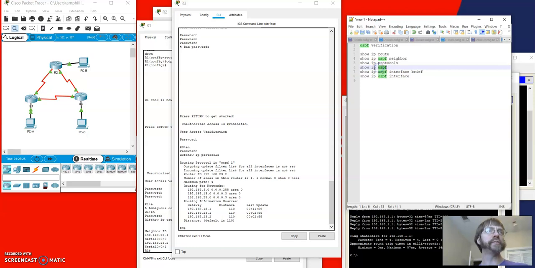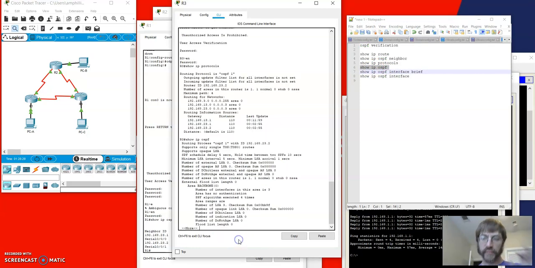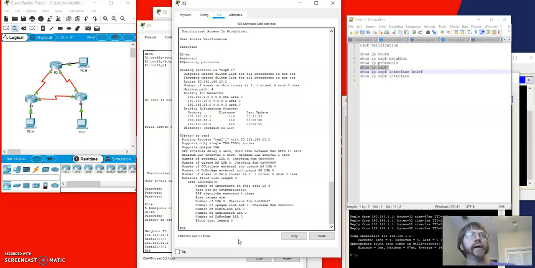Let's try OSPF. So, show IP OSPF will show me external LSAs. It shows me this is a backbone area. If this is an ABR or an ASBR, it will show up here. It will show me the number of times the algorithm has run. In other words, the number of times it has converged to the network.